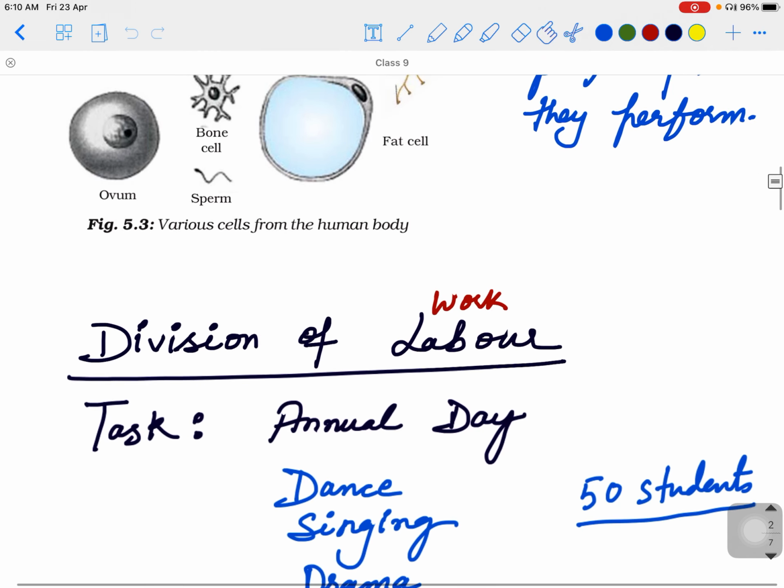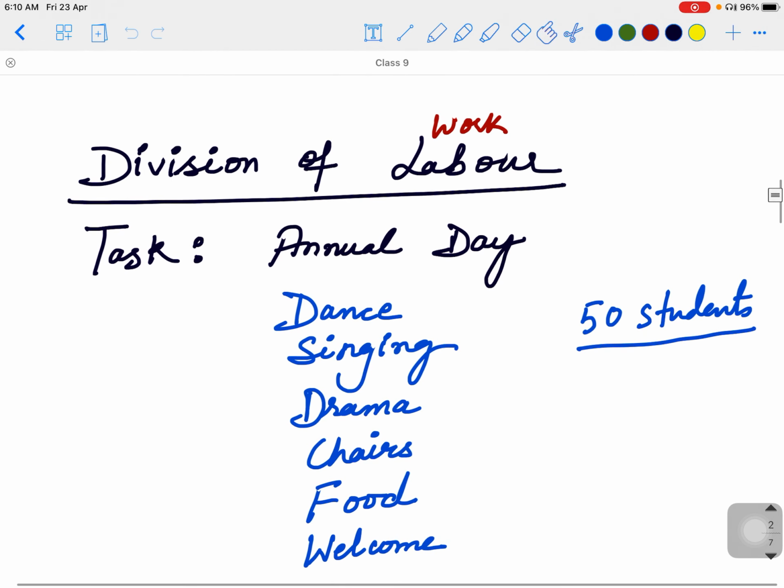Now we will discuss the concept of division of labor. We have taken one example here. Suppose you have to perform this task. This task is organizing annual day. In annual day, there are different events like dancing, singing, drama, arrangement of chairs, then distribution of refreshment, welcoming the parents, welcoming the chief guest, and many other events also are there like decoration. Some people have to take care of the decoration of the school during annual day. Let's suppose that 50 students are participating in annual day.